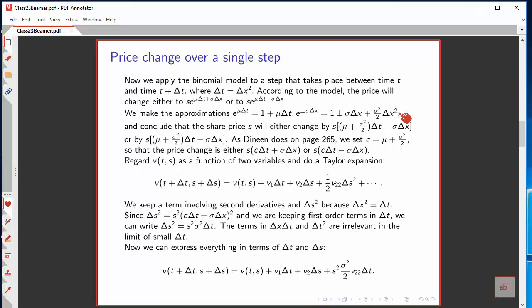And we conclude that the share price goes up by an amount that involves the mu delta t and the sigma squared over 2 delta t with a plus sigma delta x, or gets changed by something. We've got a minus sign on the second term, which makes the price go down. Now, trying to stick with the notation from Deneen, I'm going to take mu plus sigma squared over 2 and replace it by c, so I have a slightly simpler notation for this.